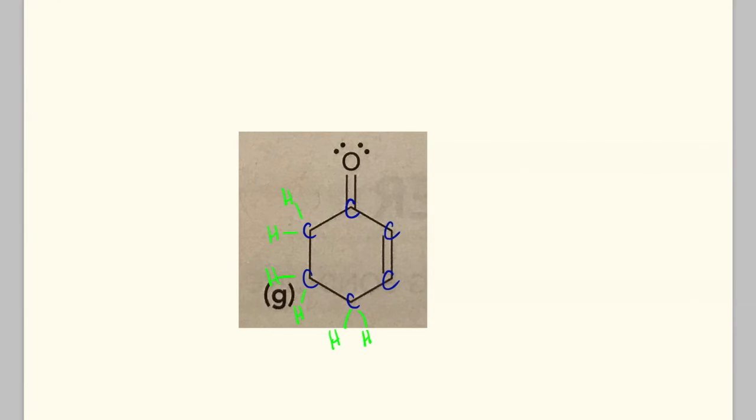Now when you're counting these double bonds, you want to count them twice. So here's 1 bond, 2, 3. So this carbon needs a 4th bond. This carbon has 1, 2, 3. It needs a 4th bond there, and we're done.